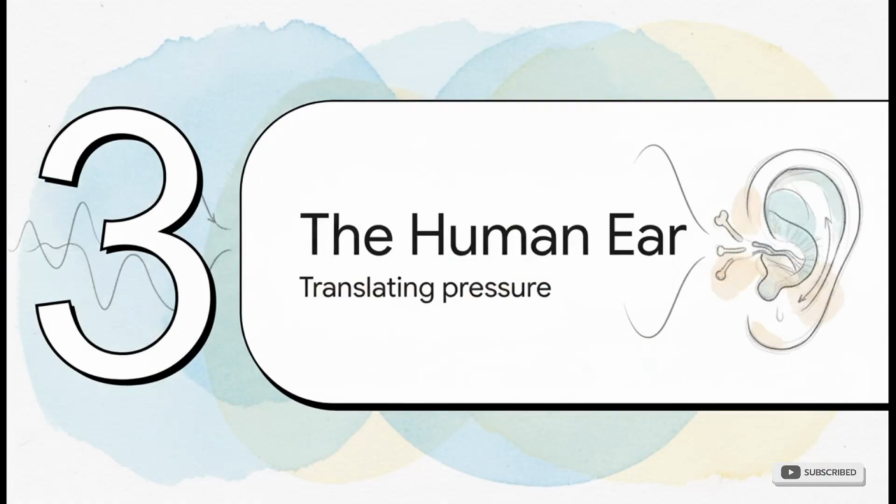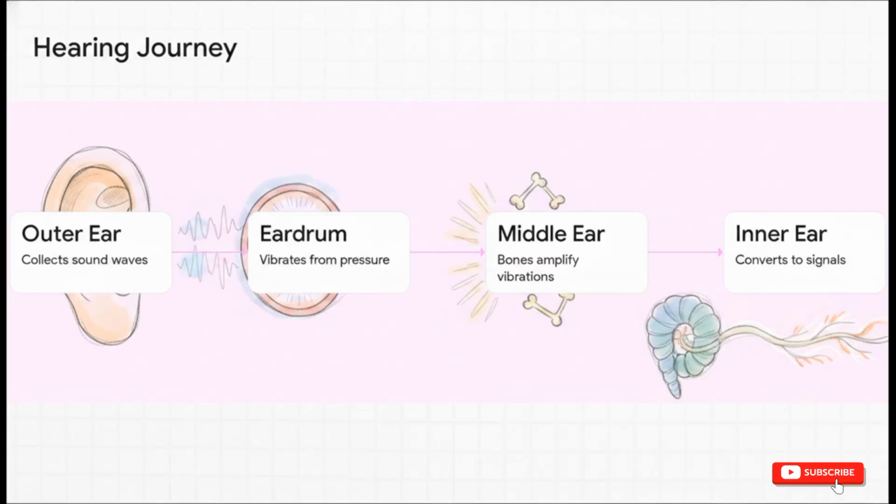Section 3, the human ear and hearing. Translating pressure variations into brain signals. So, we've covered the physics, but how do our bodies actually capture these waves? Let's trace the journey of a single vibration. Step 1.